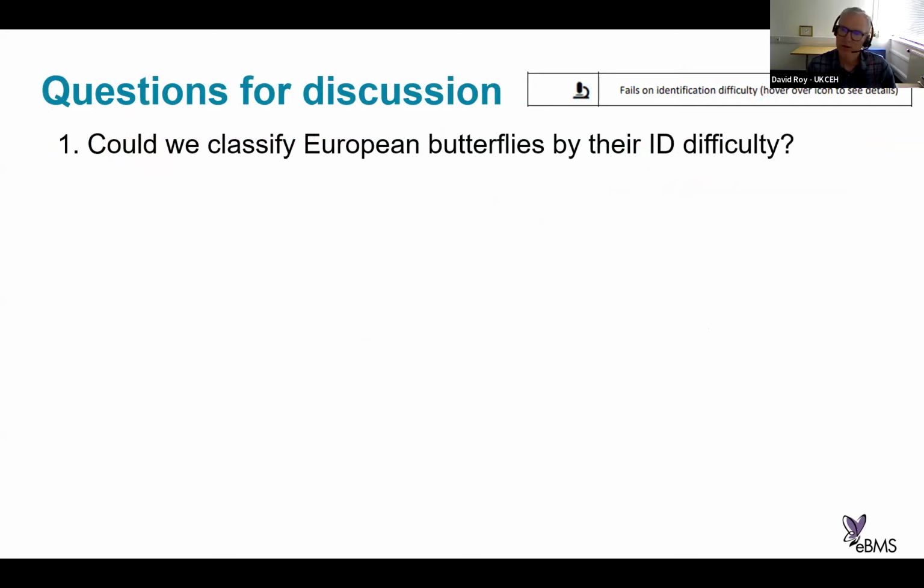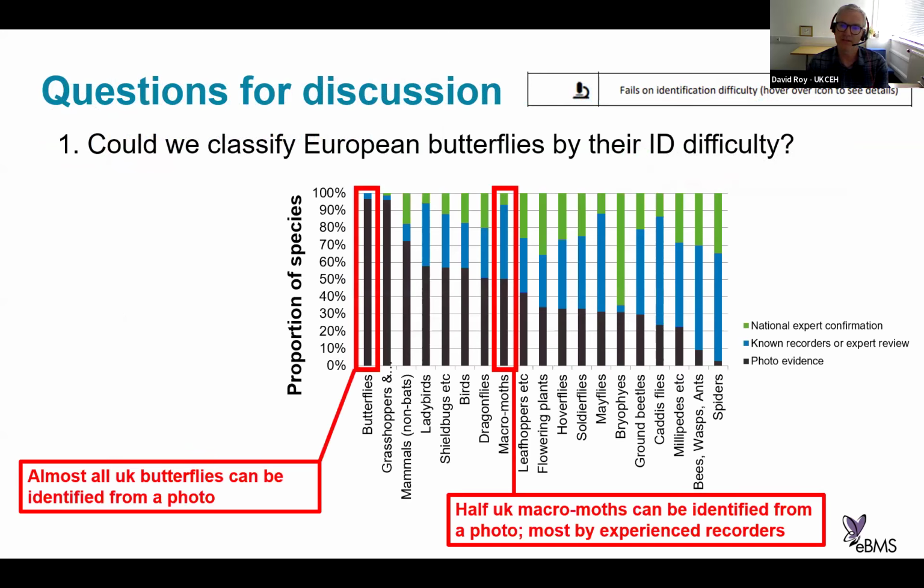So just a few questions to finish on from my perspective. I mentioned that there is the option of an ID difficulty rule, so we could classify the butterflies by their ID difficulty. We've done this in the UK actually, and I won't go into this in a lot of detail, but for the butterflies in the UK, we feel that most of them can be identified by a photo.